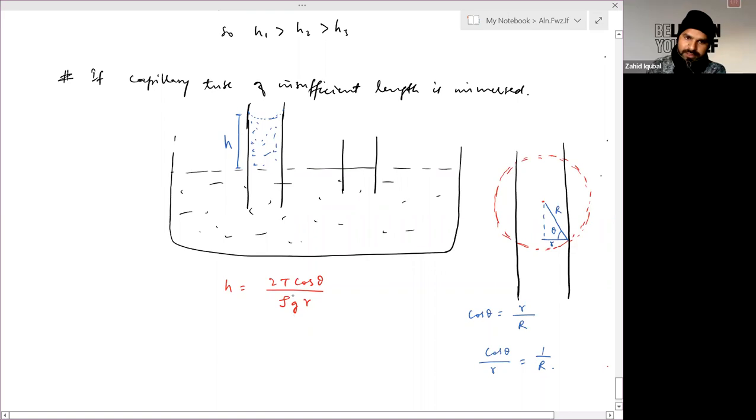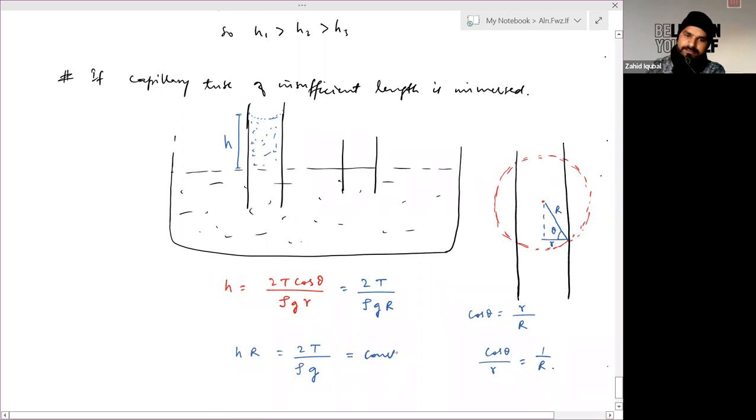If you put this particular term in this expression, you will get 2T divided by rho into g into r. Move this r to the left side, so r into h will be 2T divided by rho into g. T, surface tension, will never change. Rho, density, will never change. And g, gravity, will never change.